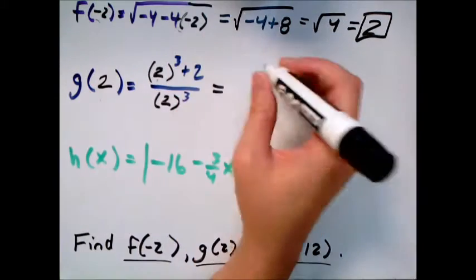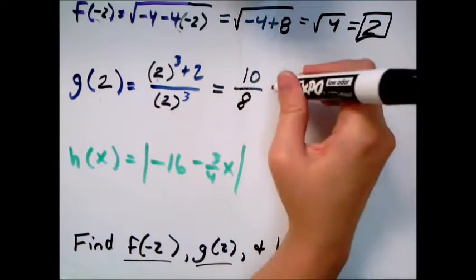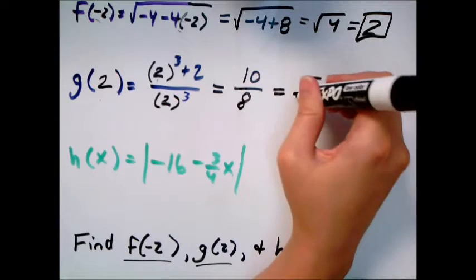So this says 2 to the third plus 2, so that's 8 plus 2. And 2 to the third is 8. And divide those both by 2, that reduces to 5/4.